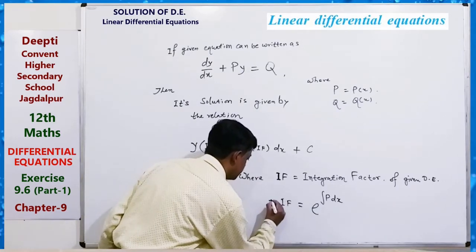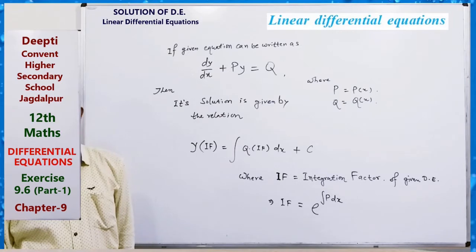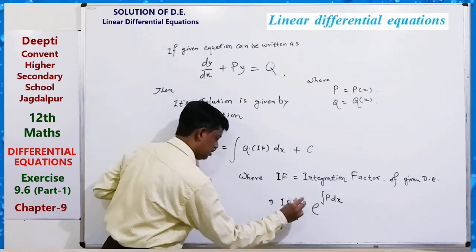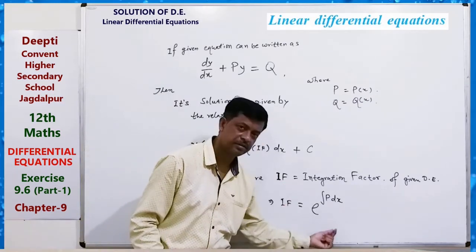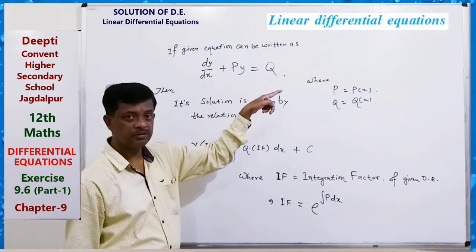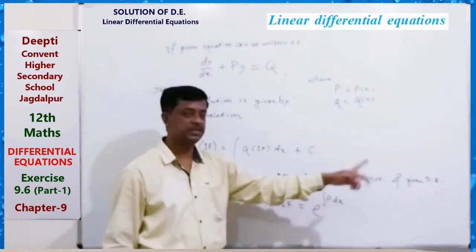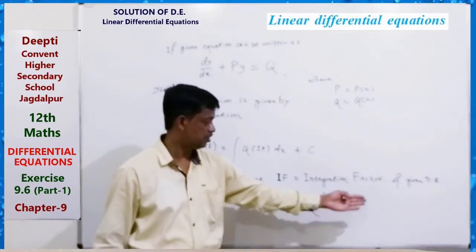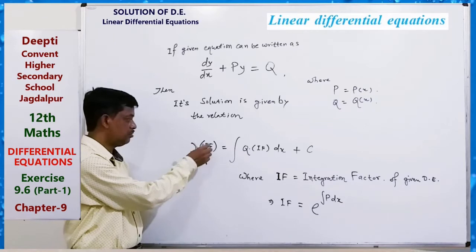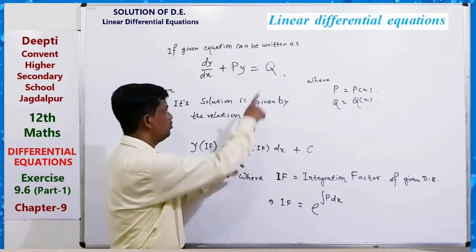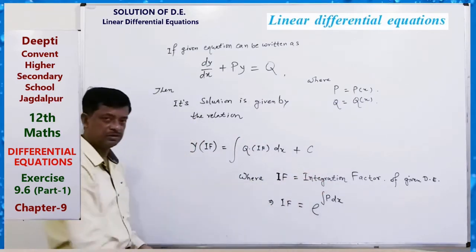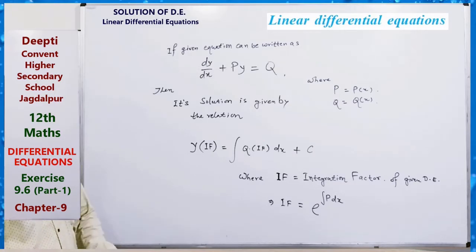For another format, first of all you have to find the value of IF. Just write the given differential equation in this form and find the values of P and Q, and find IF equals e to the power integration P dx. Put the value of P and solve it, get the value of IF, and write the solution in this form: y into IF equals the integration of Q into IF dx, then solve this integral. That is the solution. C is the arbitrary constant. Clear?